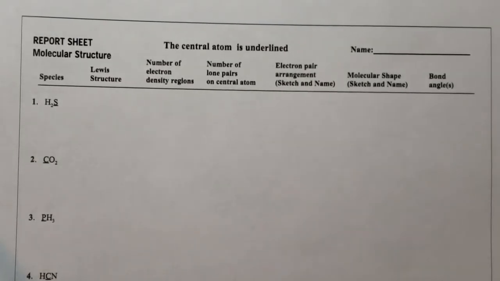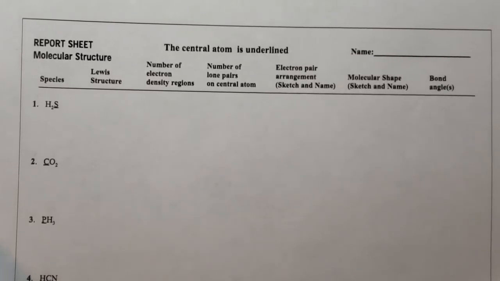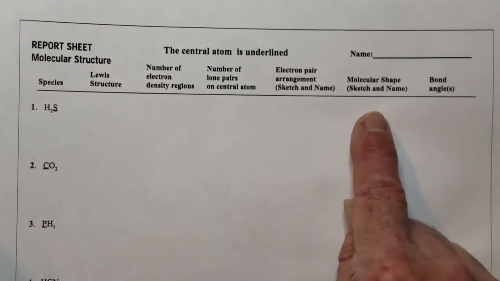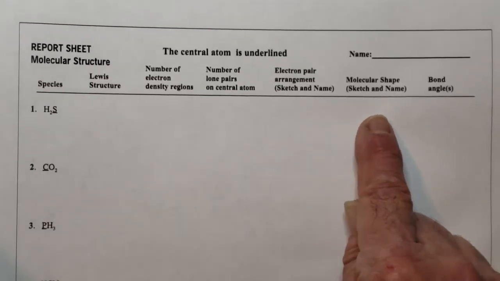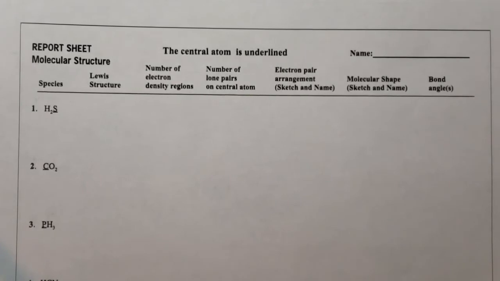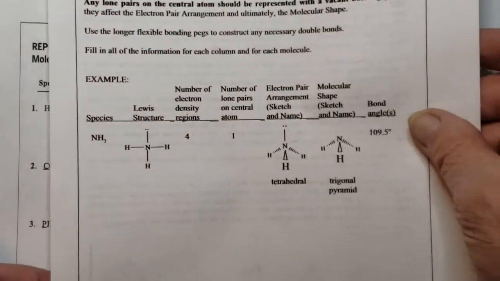Now, again, we just discussed this. You have to look at the molecule and decide, well, how many of the legs are actually visible and how many are lone pairs. Now, in this sketch, leave off the lone pairs. As a matter of fact, let me look here. There's an example that was in the lab text right here. Let me do this one.